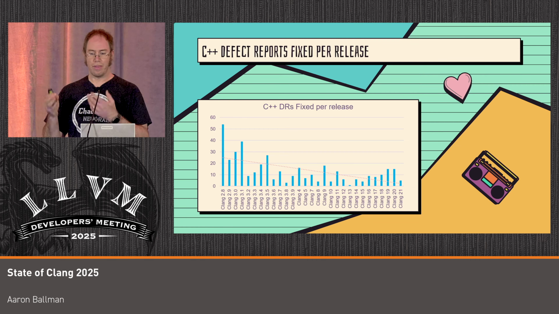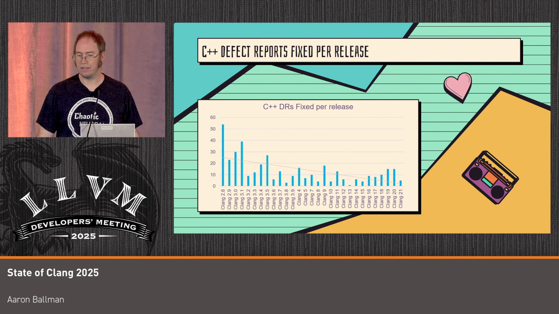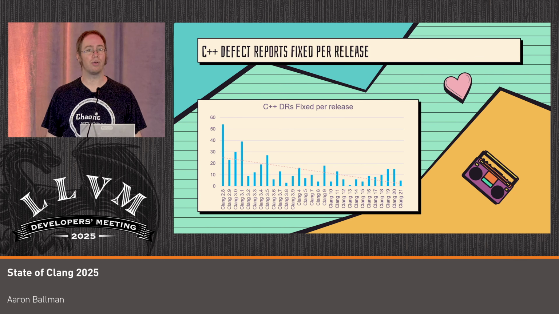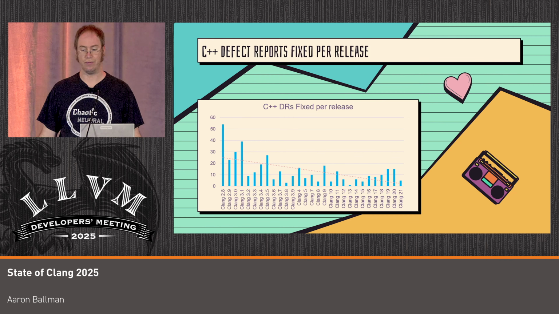So this is kind of our trend line as to how we've been doing with fixing defect reports. And you'll notice Clang 18, 19, and 20, we were doing really good. That was trending in exactly the right direction we wanted to see. Clang 21, it dropped off. And as of Clang 22, we haven't fixed a single defect report.